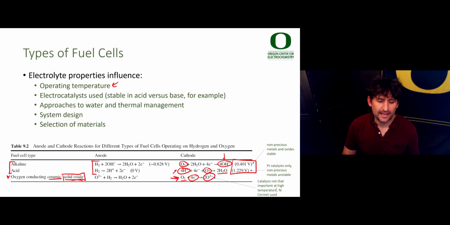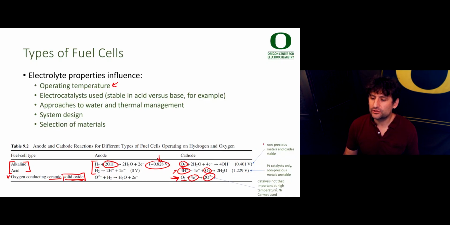Notice also that at the anode, in both cases, we are oxidizing H2, but in basic conditions, the standard potential is much less than in acidic conditions. Now, the difference between the anode and cathode potential in both cases is the same, 1.23 volts. So thermodynamically, it doesn't matter if you use an alkaline or acidic electrolyte for a hydrogen-oxygen fuel cell, but it does matter in the types of catalysts and materials you can use.